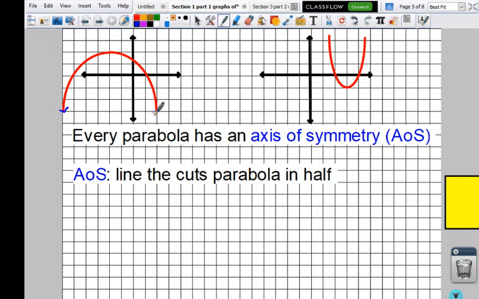Is it a line that or? Line that. It's a line that. I mean, it was that the whole time. What are you talking about? Line that cuts the parabola in half.